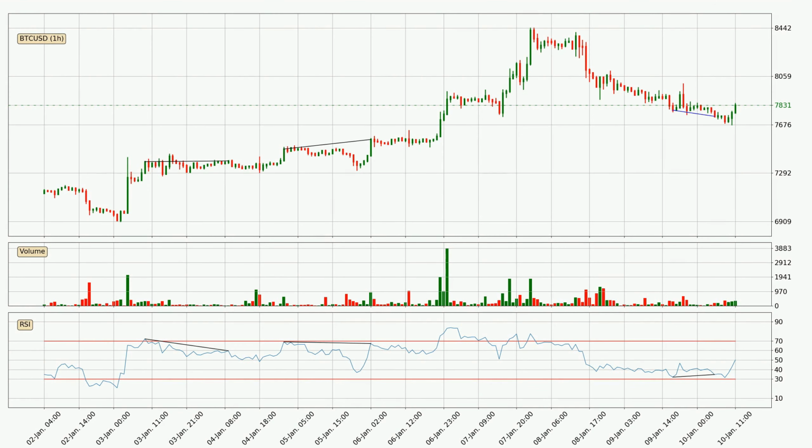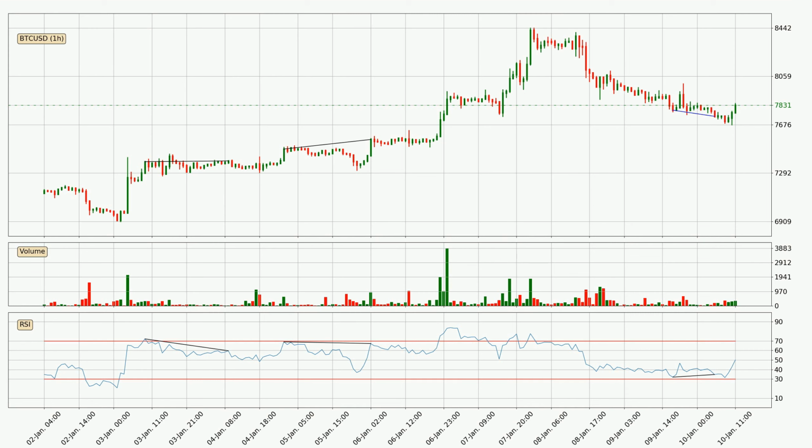Moving to the divergences, there are two types of divergences, bearish or negative divergence and a bullish or positive divergence. Bearish divergence is when the price is making a higher high while at the same time the indicator is making a lower high. This shows that the buyers are exhausted and a trend change could be expected soon. The same logic applies to the bullish divergence, where the price makes a lower low, but the indicator is making a higher low, showing that the sellers are exhausted.